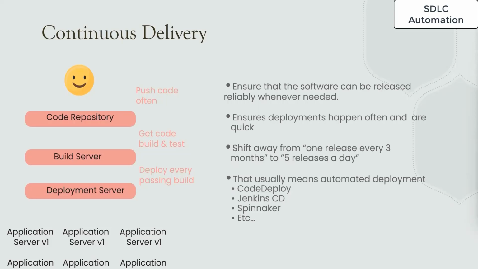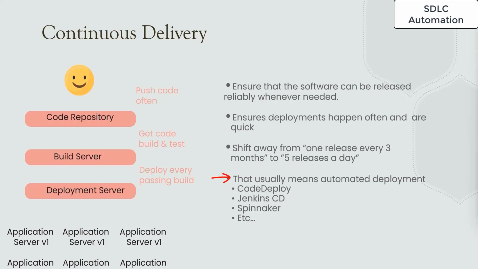Continuous delivery is all about the overall deployment. Since we are pushing the code, building it, testing it, and able to create the deployment, instead of having one release every 3 months, which we used to have a few years back, we can simply say I can do five releases per day. If I'm doing continuous delivery, it means we'll have automated deployment. In order to do this automated deployment, we have various tools.